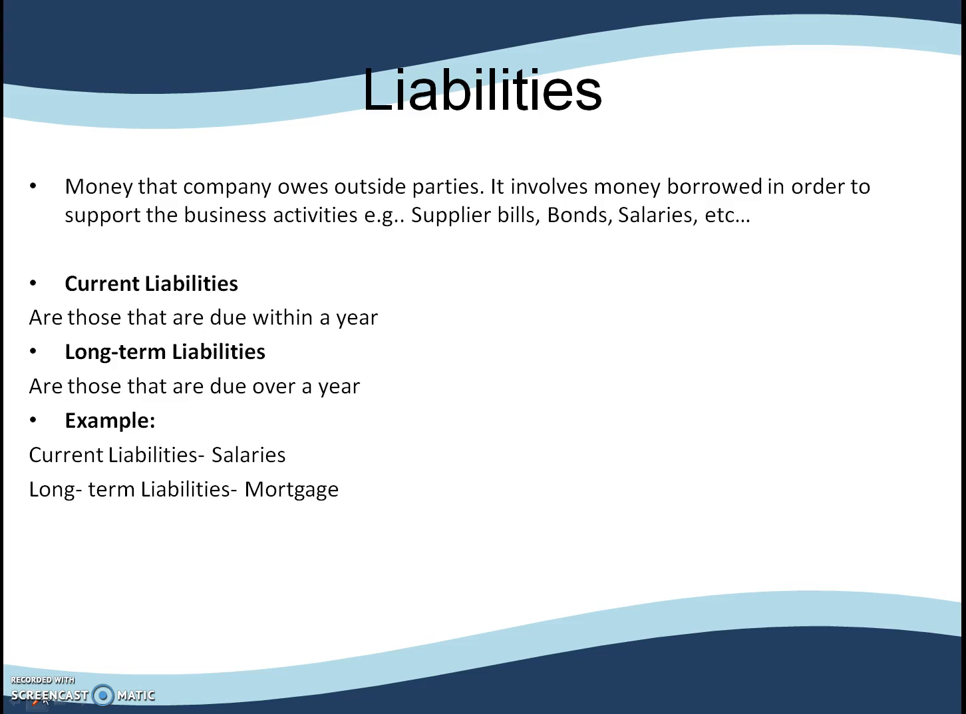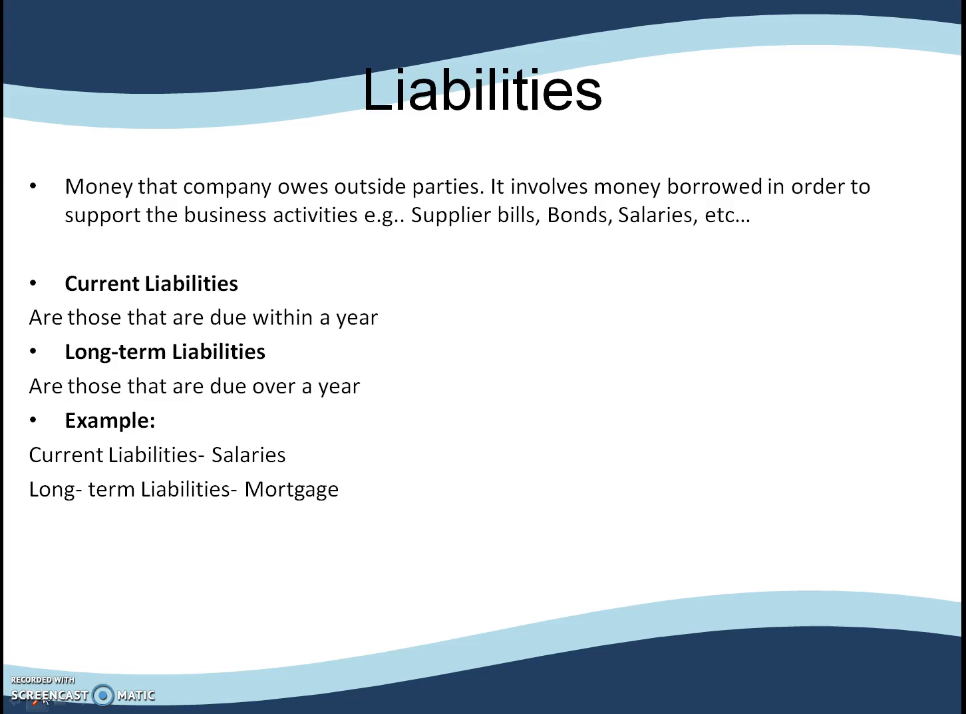So the examples of the business activities are your suppliers' bills, the bonds, salaries, and there are much more. Each and every business has a liability because each and every business has to borrow somewhere. Loans, you have to borrow in order to start the business as well. That's another example.